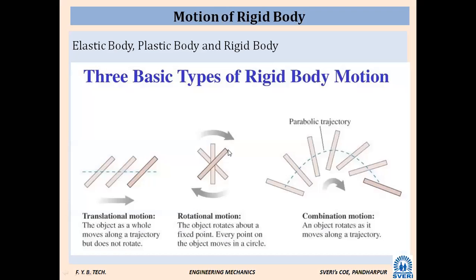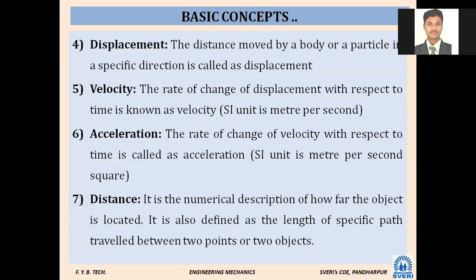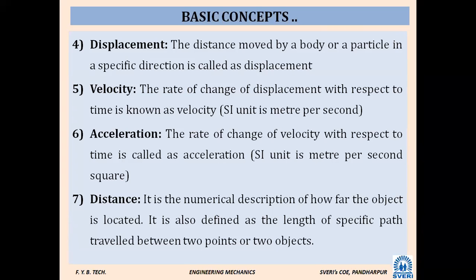Then the motion of a rigid body we will see afterward. Then displacement. These terms are familiar to you. What is displacement? What is the difference between displacement and distance? The distance moved by a body or a particle in a specific direction is called displacement.